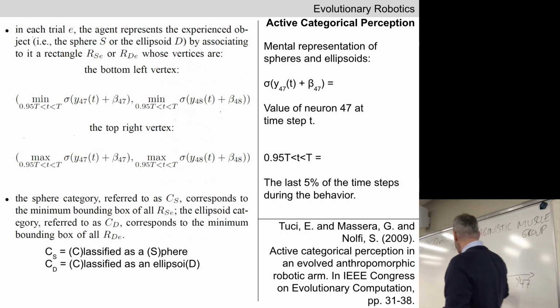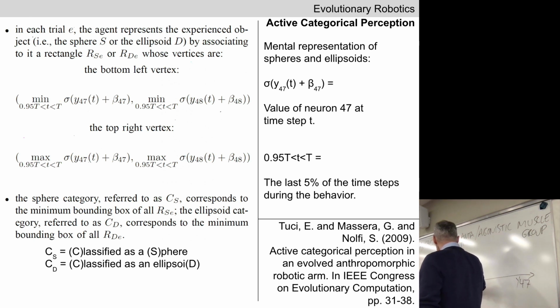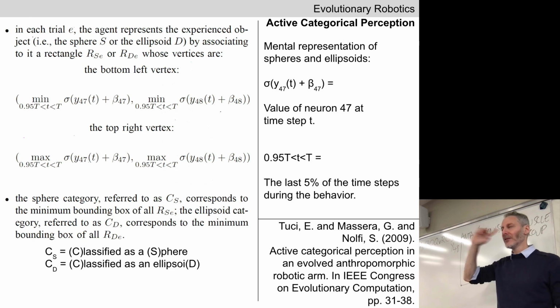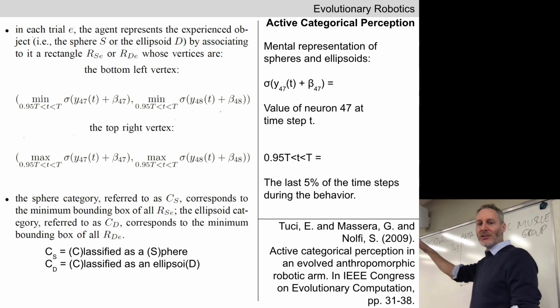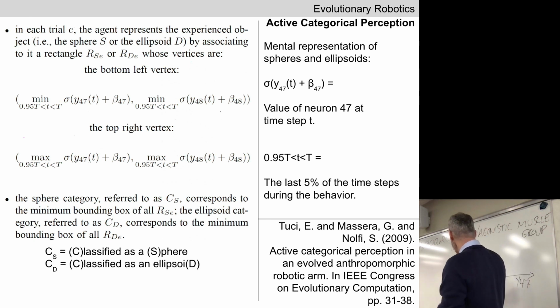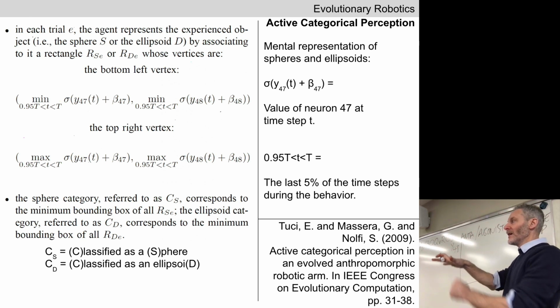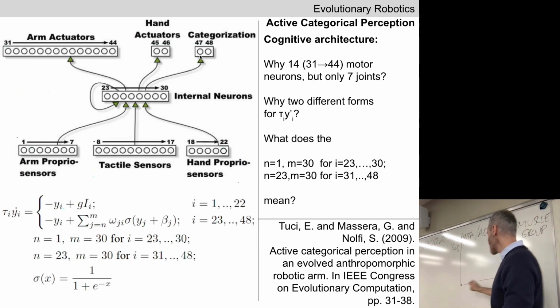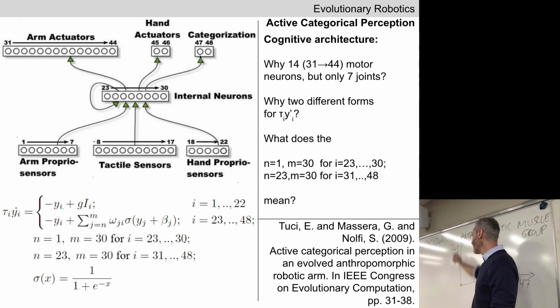Let's imagine at the beginning of a simulation, we put the robot's palm on top of a sphere. The robot doesn't know yet whether it's in contact with the sphere or an ellipsoid. At the very first time step of the simulation, it doesn't know whether it's in contact with either. So the value of 47 is 0, and the value of the 48th neuron is also 0.